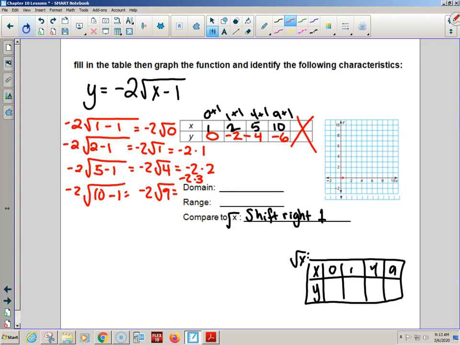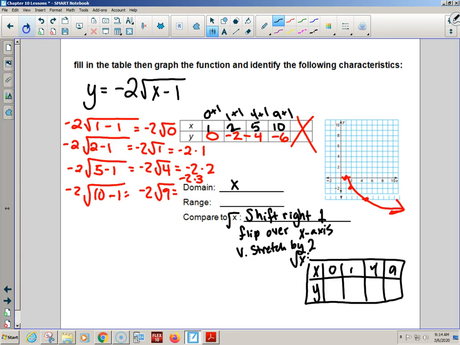So I have 1, 0, which is right there. I have 2, negative 2, which is right there. I have 5, negative 4, which is right there. And if I needed to keep going, 10 would be down here at negative 6, and I could go ahead and swoop down. So now, guys, we are so close, because we've talked about how this was a flip over the x-axis, according to the other page, and a vertical stretch by 2. We've already done this last blank, but domain and range.